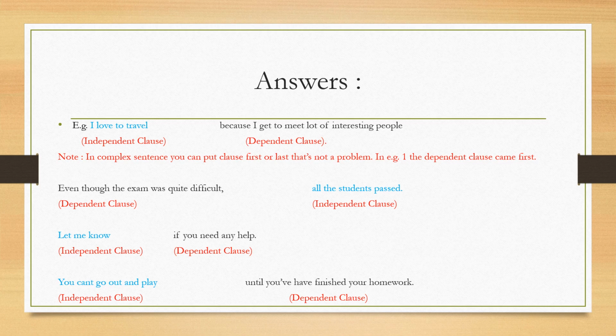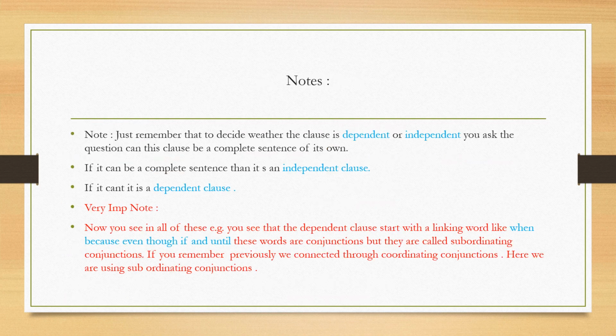Next example. You can't go out and play until you have finished your homework. You can't go out and play. That makes a complete sentence, so that is an independent clause. Until you have finished your homework. That is a dependent clause. I hope from these examples you have understood what a dependent clause and an independent clause are. Please make some important notes.